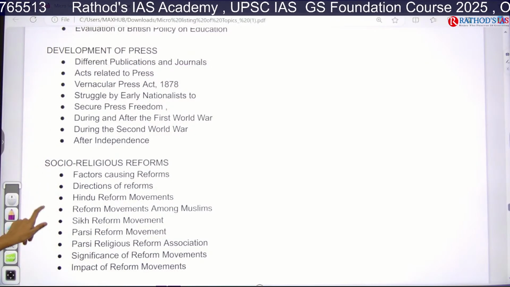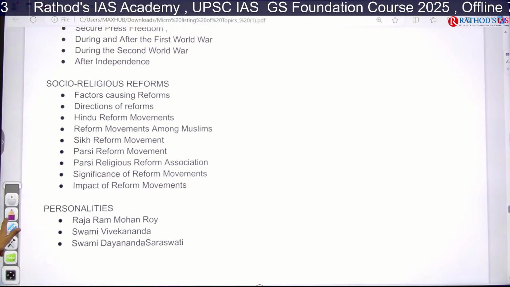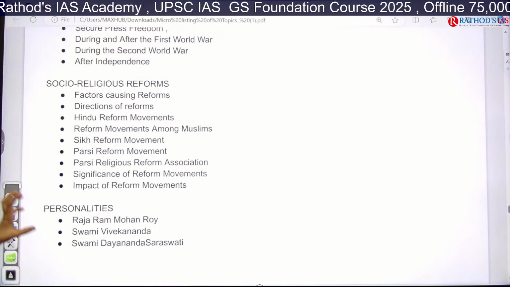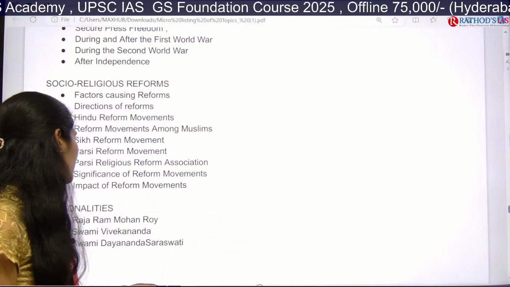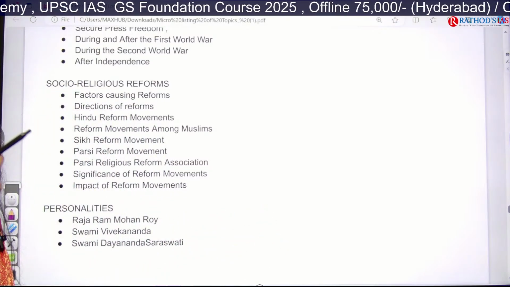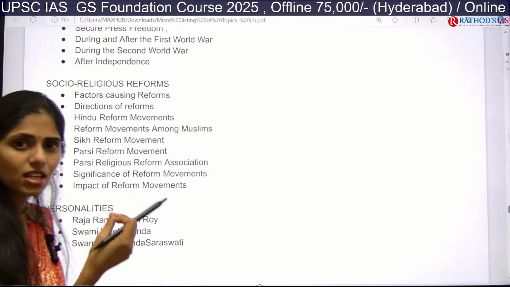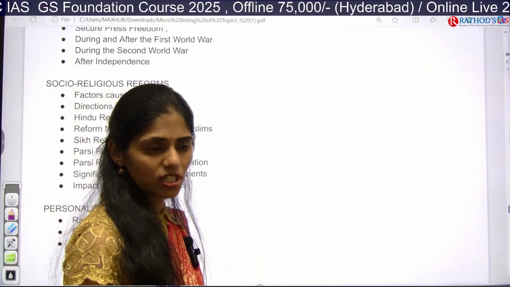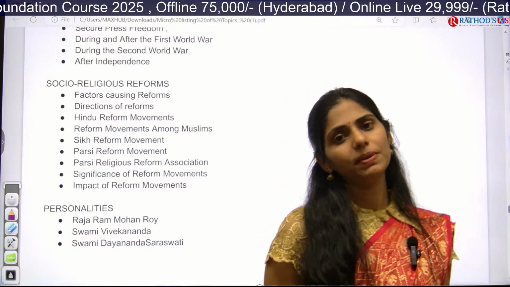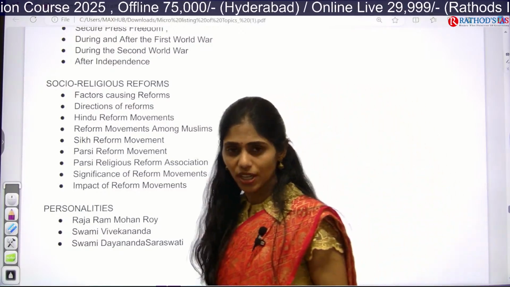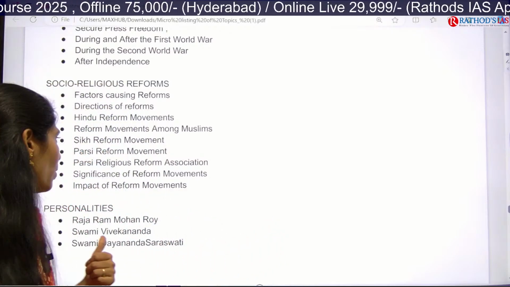And the next one is social and religious reforms. In this, you have to see reforms for Muslims, Sikhs and Parsis, etc. And you have to see the social reform leaders and their contributions, because from famous personalities, of course, you can expect questions. So for that it is very important.